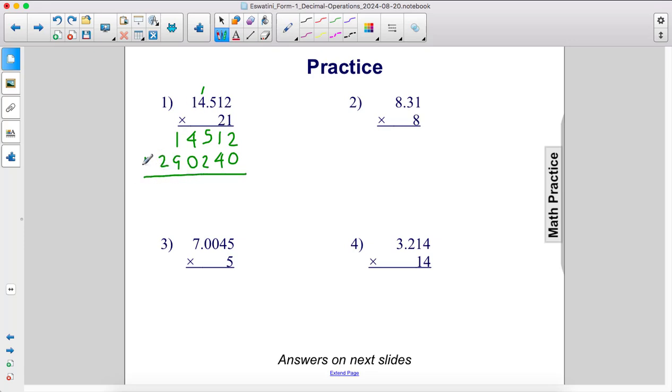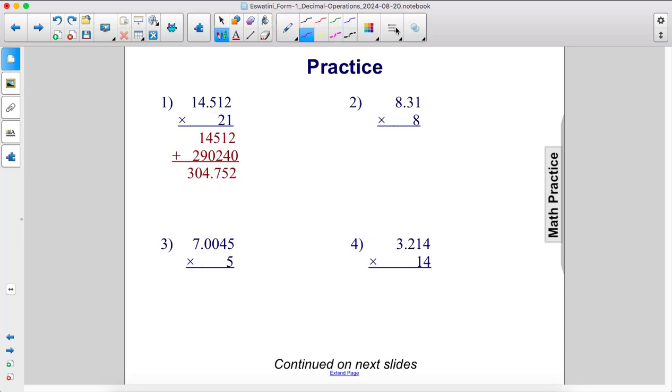All right, now we add them. 2 plus 0 is 2, 1 plus 4 is 5, 5 plus 2 is 7, 4 plus 0 is 4, 1 plus 9 is 10, carry the 1, 1 plus 2 is 3. Finally, we have 3 numbers to the right of a decimal in the total problem. So we start here, we go 1, 2, 3. The answer is 304.752.